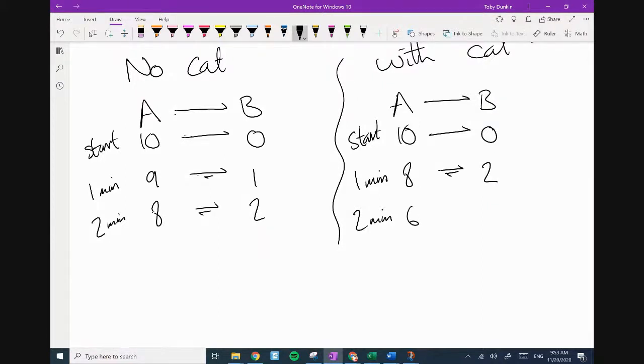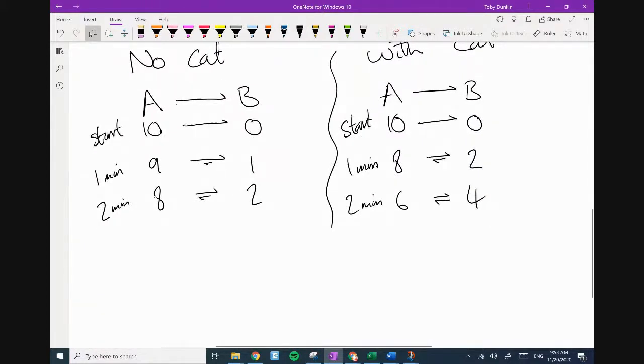At minute 2 over here, we end up with 6. That's gone down by 4, so the other will increase by 4. That one has now reached equilibrium. But this one now takes minute 3, which is 7 and 3, and then minute 4, 6. And now we get to the same position.